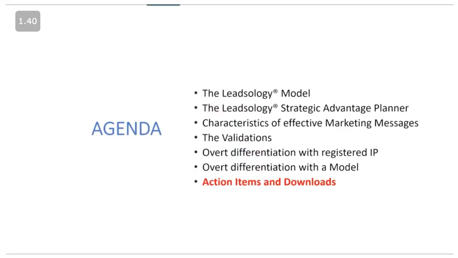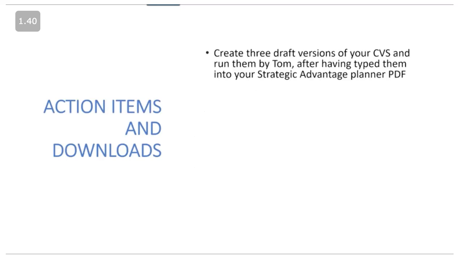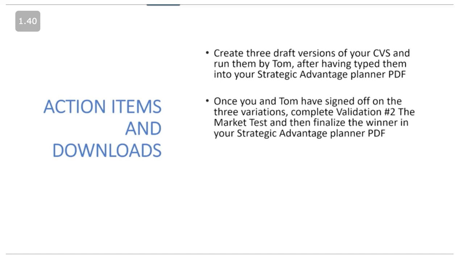So let's go to action items and downloads. Now, so as not to be overwhelmed with this, the most important thing you can do is get your customer value statement underway. To that end, I want you to create 3 draft versions of your customer value statement and run them by me, typed into your Strategic Advantage Planner PDF. I've left enough space there for you to have 3 versions of your customer value statement. Remember, do the checklist, make sure it's benefit rich, specific, and differentiated. Ask yourself the questions: can I deliver on it? Is it desirable? And is it believable? So deliverability, desirability, and believability. Get those 3 drafts there.